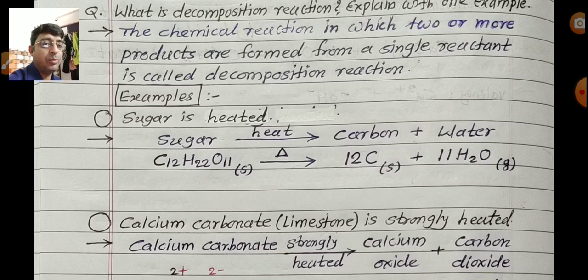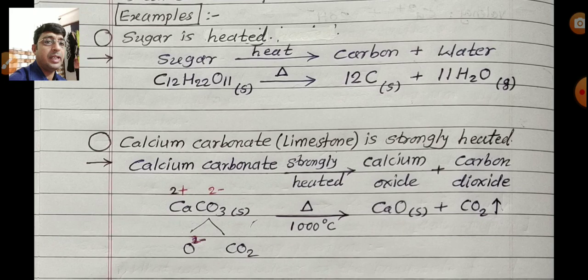So the sugar formula is C12H22O11. It is solid in state. The triangle is shown because we are using the symbol and molecular formulas in the chemical equation. So that's why we are showing the heat in triangle form. 12 carbon plus 11 water molecules in gaseous state.